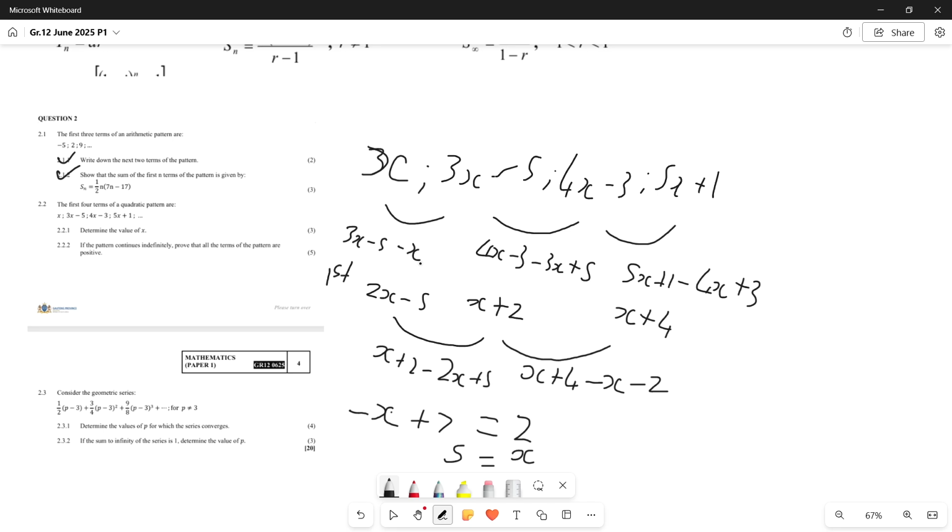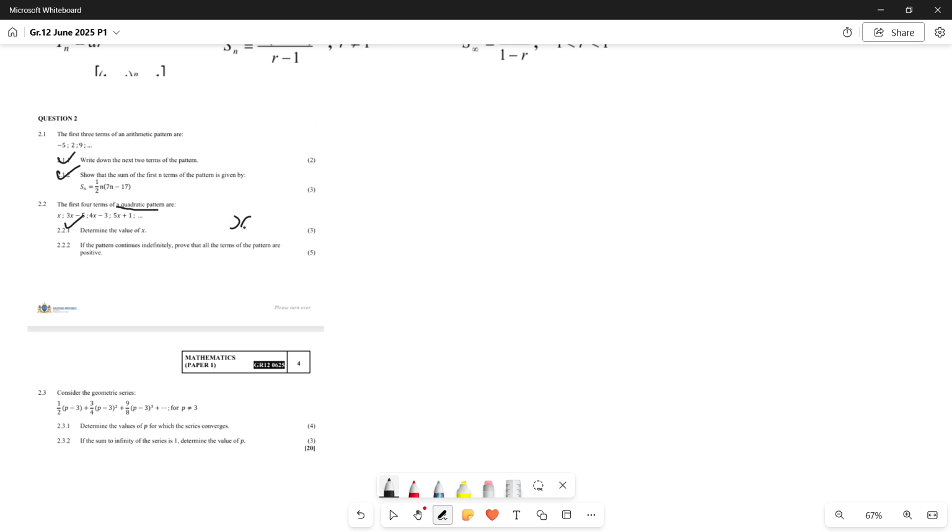So by that, we did our first difference. This was our second difference, and then we equated them, because what we know about a quadratic is that the second differences are equal. Great. So at this stage, x equals 5. We've just solved that.